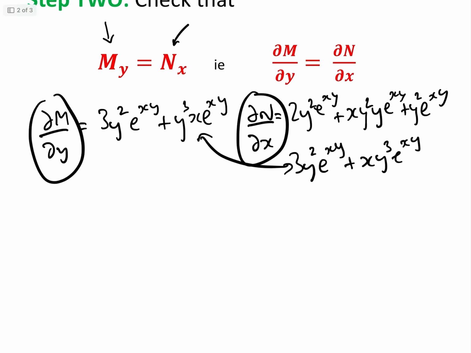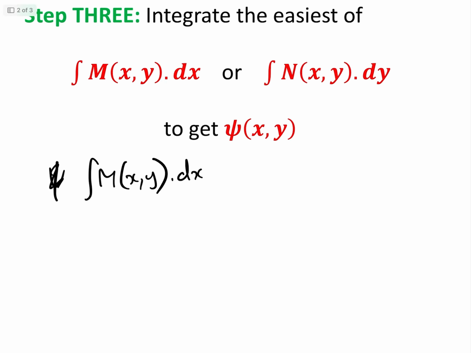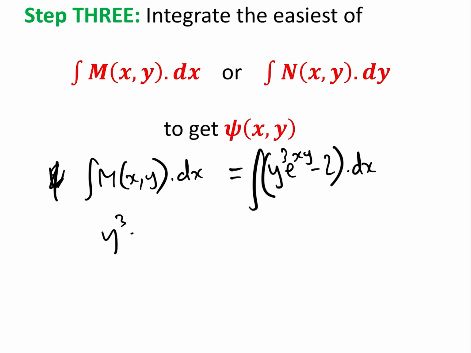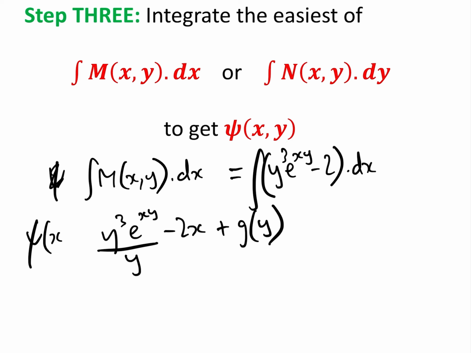Where was it? y cubed e to the x squared. Yep. So we have that equals the integral of y cubed e to the xy minus 2 dx. Okay, and we're integrating that, so that will be y cubed e to the xy over y minus 2x, add g of y, which we've already discussed. Okay, and that will be equal to psi of x, y.